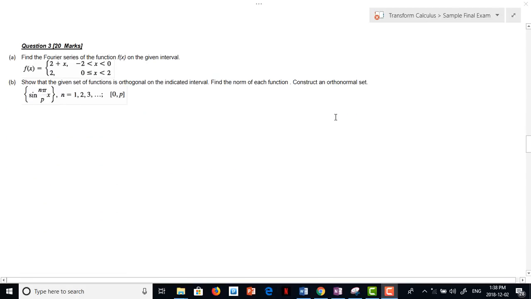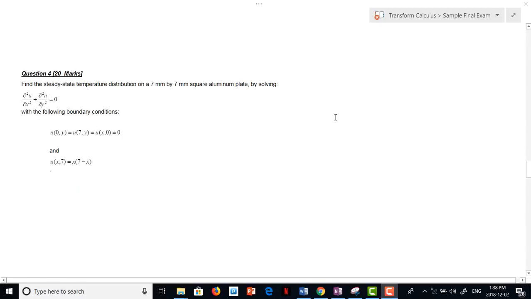Question number 3 has 20 marks. In this question, we have to find the Fourier series of the following piecewise function. Then in part B, we have to show that the given set of functions is orthogonal on the indicated interval. Then we have to find the norms of the functions and construct one orthonormal set.